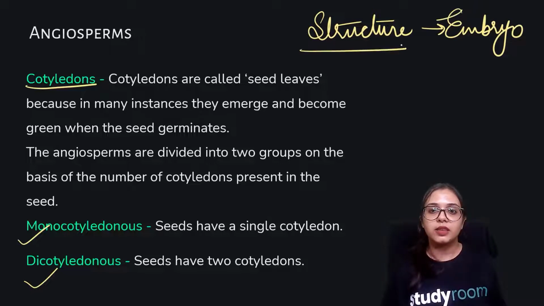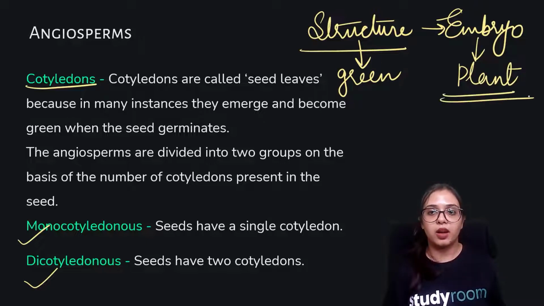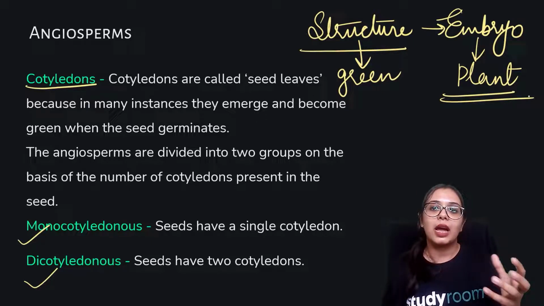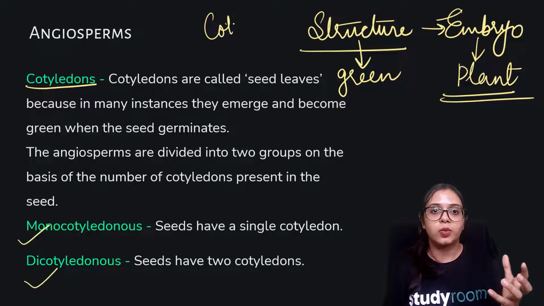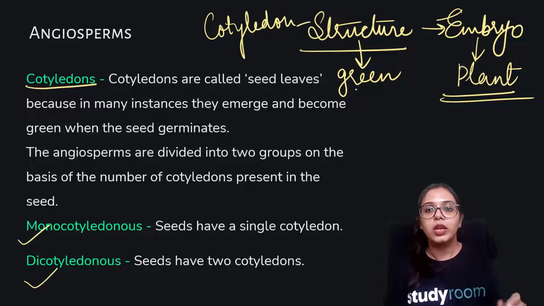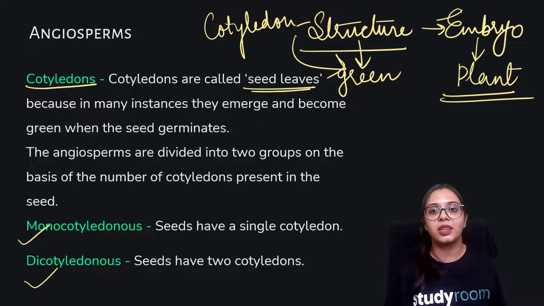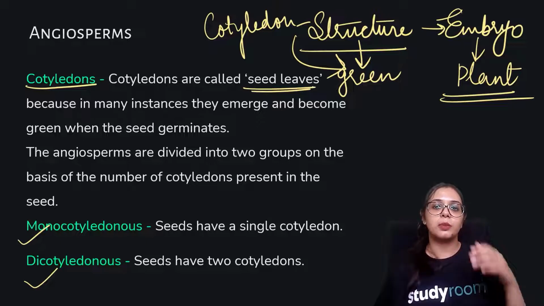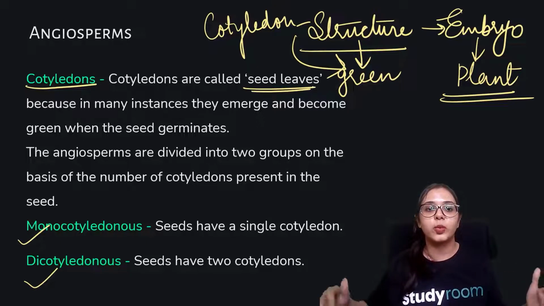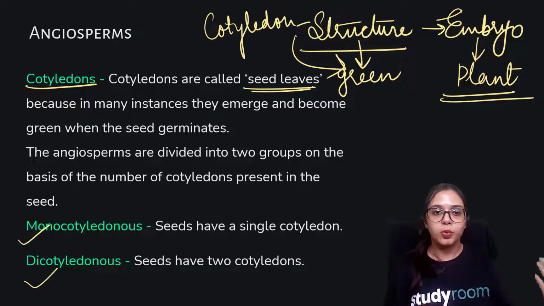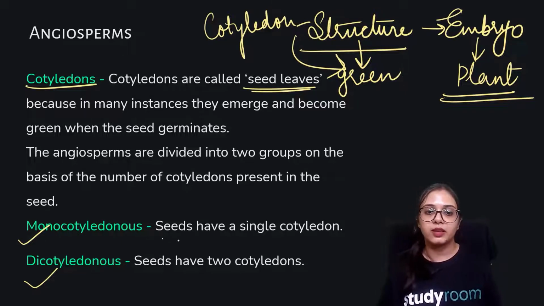And these structures often grow into green parts when this embryo further grows to develop into a proper plant structure. That structure of the cotyledon that was present inside the embryo grows into greener parts. All right, so cotyledons are known as seed leaves, because in many instances they emerge and become green when the seed germinates, means when the seed grows into an embryo and from the embryo to the plant. So the angiosperms divide into 2 categories, like I have been telling you: monocotyledonous, seeds having a single cotyledon, and dicotyledonous, seeds having 2 cotyledons.